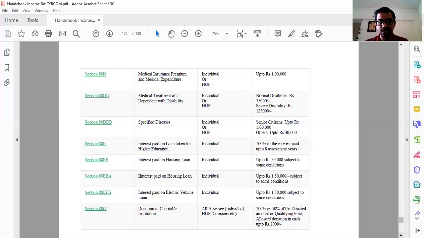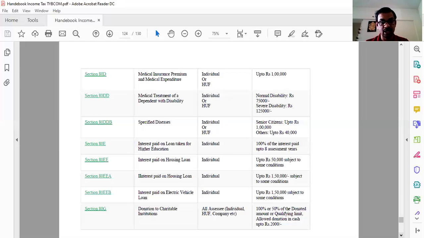The next one is section 80EEB. Interest paid on electric vehicle loan. It is implemented from the assessment year 2020-21. It is applicable in case of individual. And how much is the deductible amount? Amount up to rupees 1,50,000 subject to some conditions.